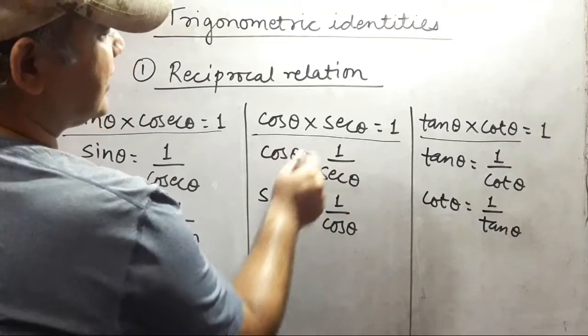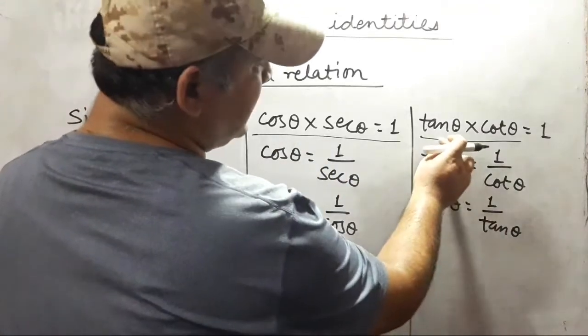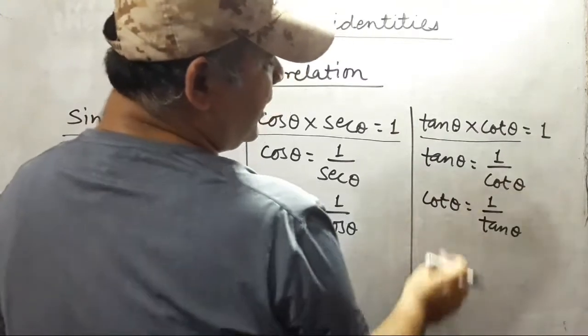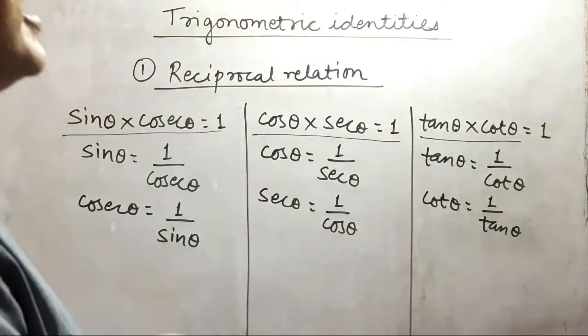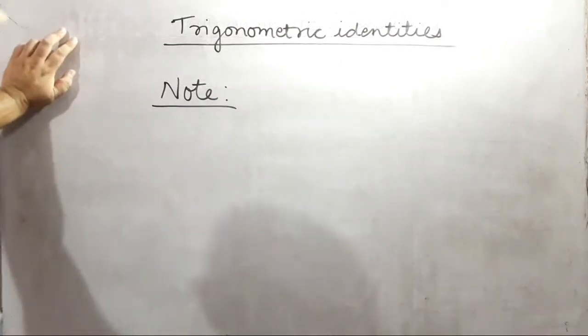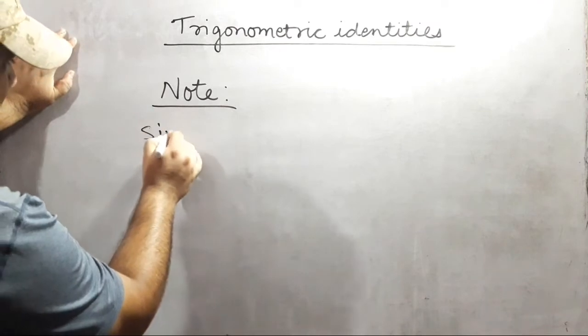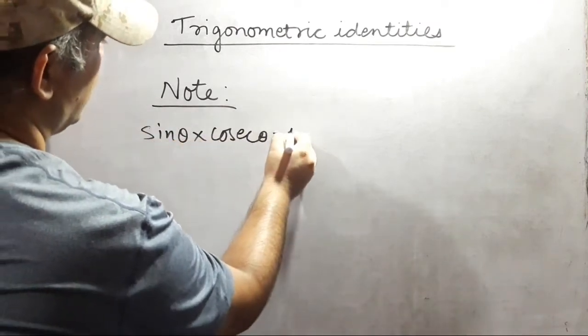Since cos theta and sec theta are reciprocal of each other, in the same way, tan theta equals 1 by cot theta and cot theta equals 1 by tan theta, since tan theta and cot theta are reciprocal of each other. Note, just now we studied sin theta into cosec theta equal to 1.